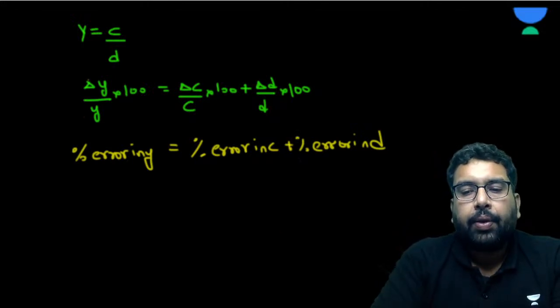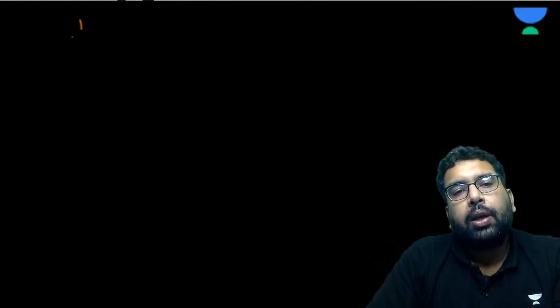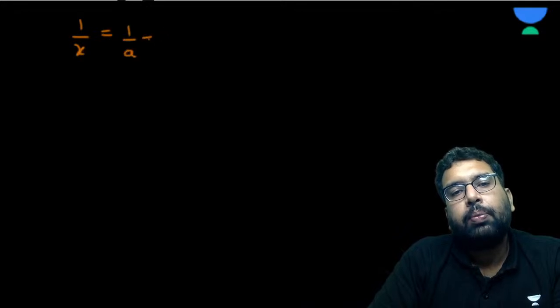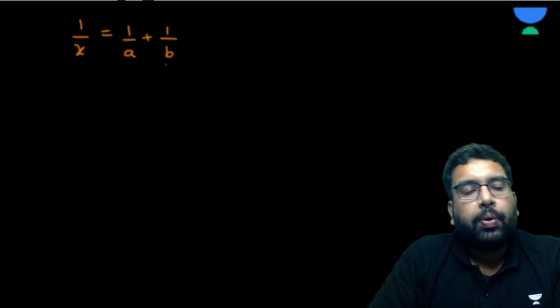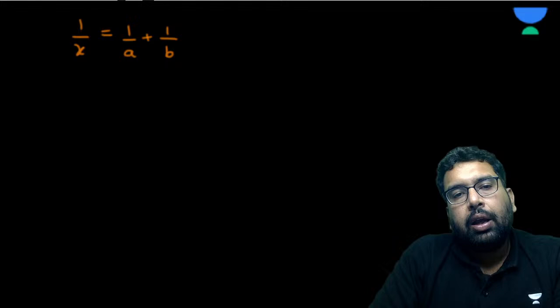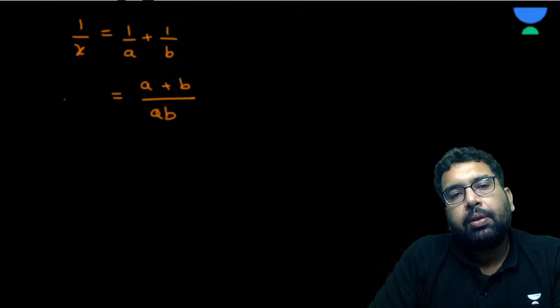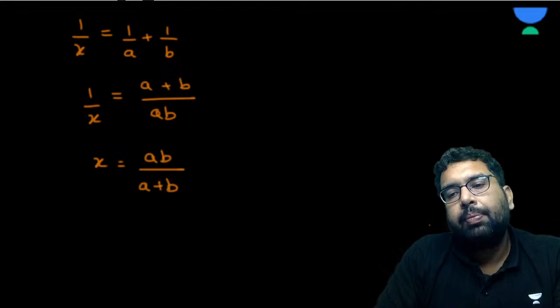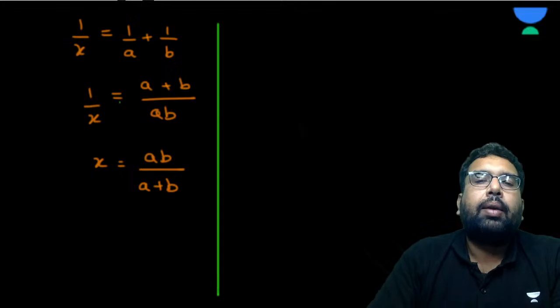Okay. Now, sir, one more thing. What if it is written like this: 1 upon x is equal to 1 upon a plus 1 upon b? If any formula is like this, then how can we proceed? See, again, we can do it in a simple way. It will become ab upon a plus b for 1 upon x. So x is going to be ab upon a plus b.